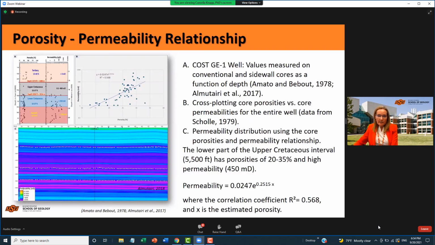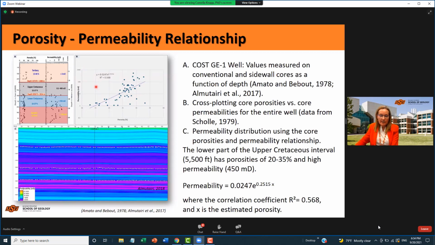So this slide shows a report from 1978, and basically that's the only one that has information about porosities and permeabilities, and that's from conventional and sidewall cores at the Cost G1 well. The lower part of the upper Cretaceous interval at 5,500 feet has porosities of about 20 to 35% and permeabilities of 450 millidarcy. And, relatively speaking, this was the largest that we had. And we believe that that makes this a candidate rock for reservoir.